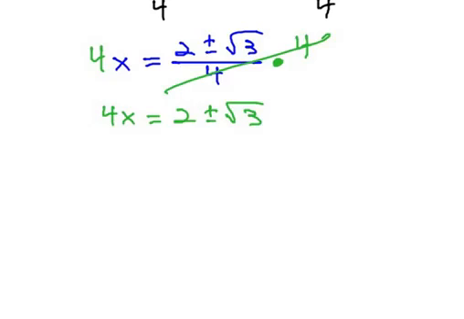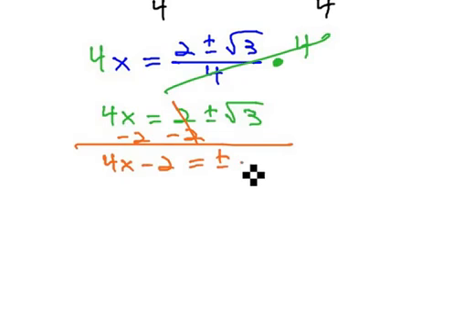Now that the fraction is out of the way, we want to try and get that plus or minus part alone so that we can get rid of it by squaring both sides. So we need to get it alone. We need to get that 2 out of there. We'll subtract 2 from both sides. This gives us 4x minus 2 equals plus or minus the square root of 3.